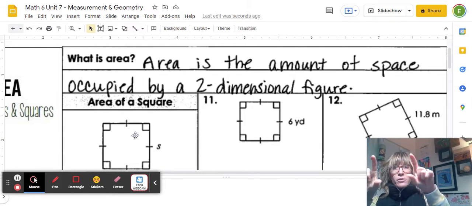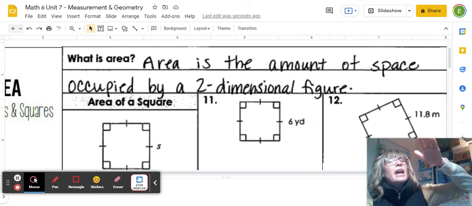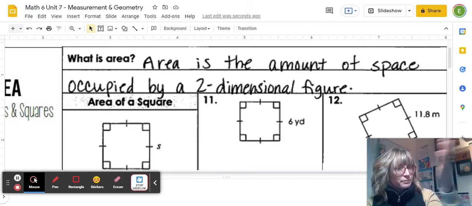So in other words, the amount of space that's taken up on the inside of a figure, or occupied by that shape. Like if you cut it out and put it down, how much space would it take up on a table?